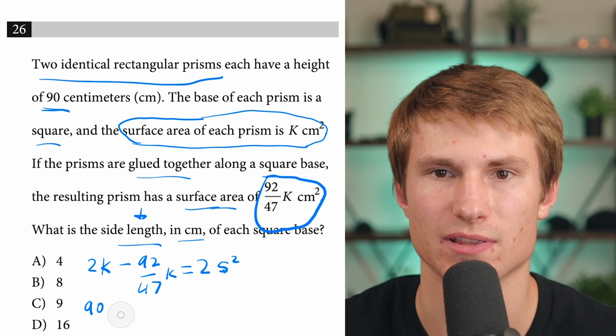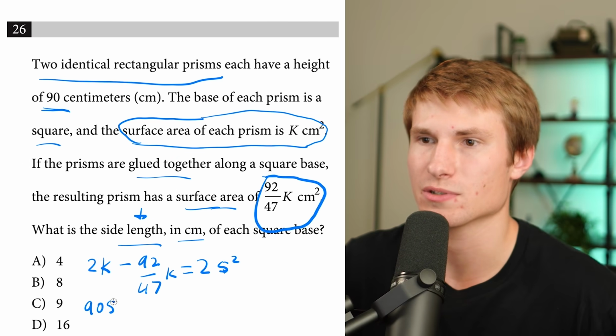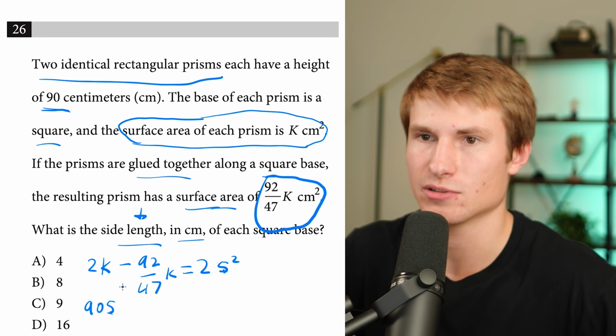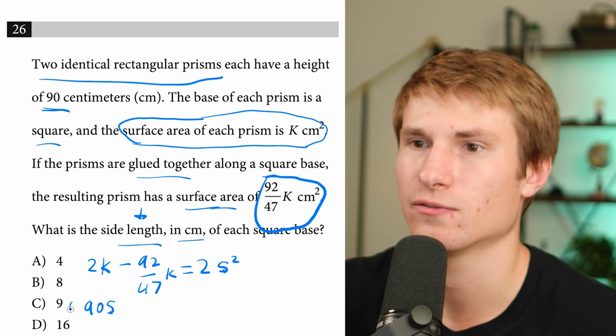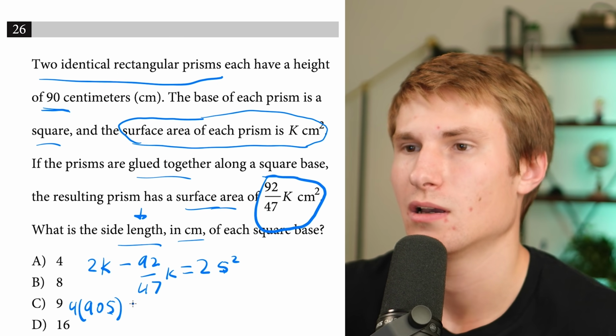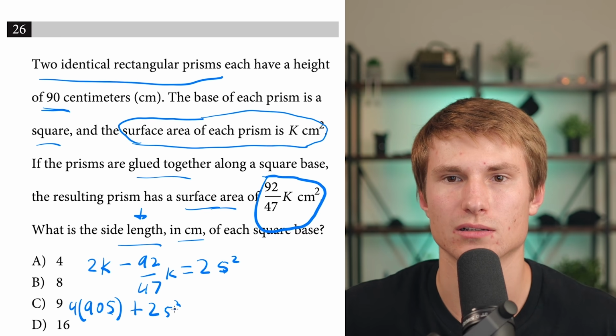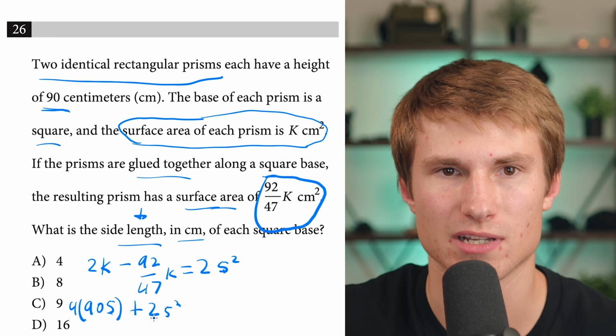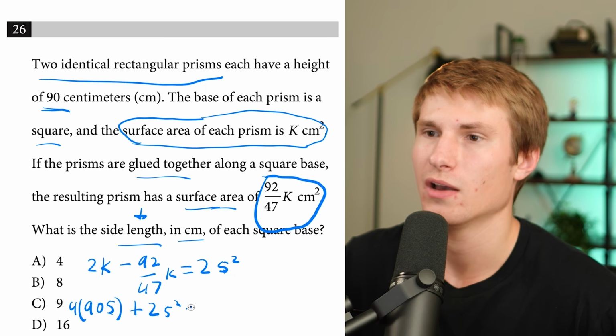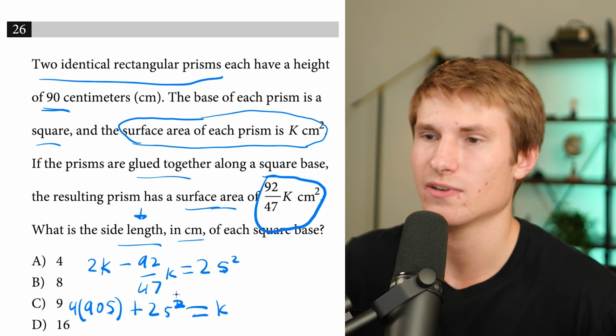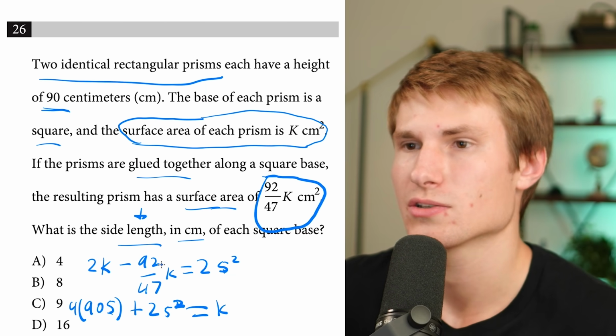So in other words, we can write that as 90s times 4, since we have 4 of those side lengths for each part of that rectangle. Okay, so 4 times 90s, and then we would have that much plus 2s squared, because we also have to account for the square on the top and the bottom of the rectangular prism, and that's all going to equal k. All right, so if we can find the value of k, then we can substitute in. So let's go ahead and do that.